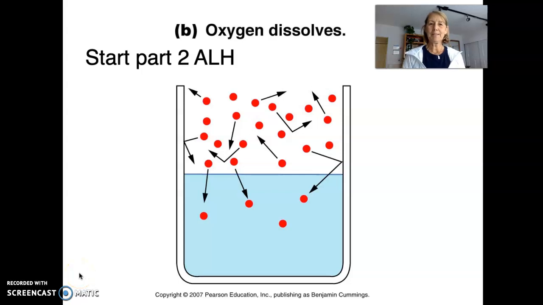Okay, here we go. Continuing on to part 2 of respiratory. We were talking about gases and how they dissolve. And so this is a picture of oxygen dissolving. You have it in the air of this beaker and it's dissolving into water.